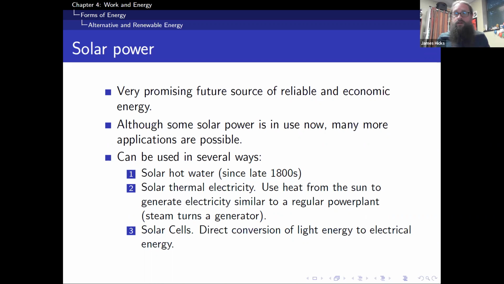Solar power is another good example of a future source of reliable and hopefully economic energy. It's definitely in use now, and you can use solar power in a lot of different ways. Kind of like wind power, we've been using it for a long time, maybe not the way you think. So using the sun to heat up water is very old technology.